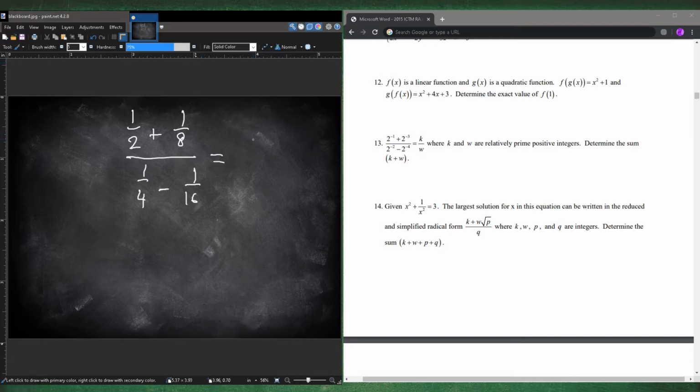So we could add this together. So that's 4 over 8, so that's 5 over 8 on the top. And this is 4 over 16, so this is 3 over 16. So 5 over 8 times 16 over 3, right? Dividing by a fraction is multiplying by its inverse. So that's equal to 10 over 3.